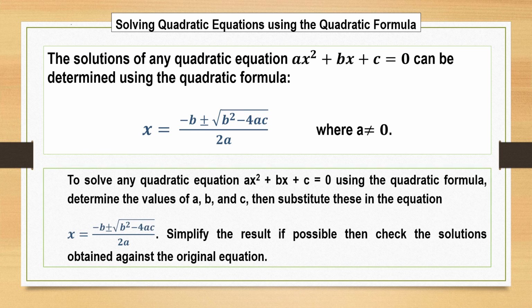To solve any quadratic equation, ax squared plus bx plus c is equal to 0, using the quadratic formula, determine the values of a, b, and c, and then substitute them in the equation x is equal to negative b plus or minus the square root of b squared minus 4ac, all over 2a. And then, simplify the result if possible and check the solutions obtained against the original equation.